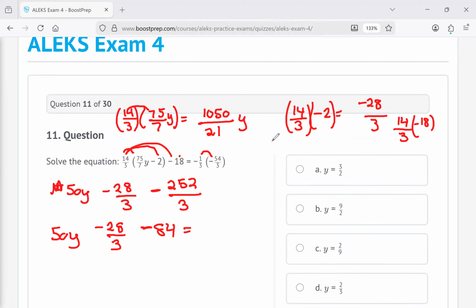So what's -1/3 times -54? So that's +54 over 9, which comes out as 6.